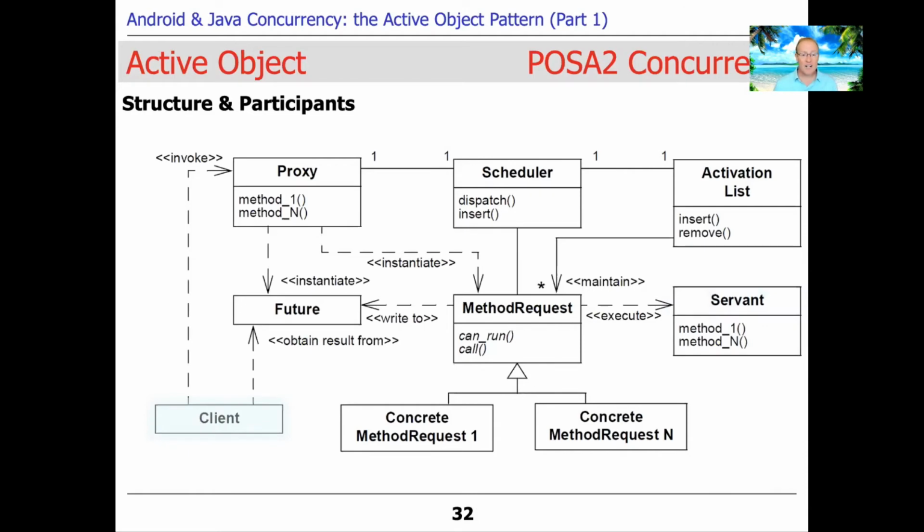Then we have a client. The client, of course, is what's going to actually use the proxy in order to make method calls that will then be run in a different thread of control. So the client runs in a different thread of control than the scheduler, the activation list, the servant, and so on. The method request is how the information is passed from client to the active object implementation. And the future is what comes back to let the client retrieve the results if it's a two-way call. In this case, the client would be some Android activity.